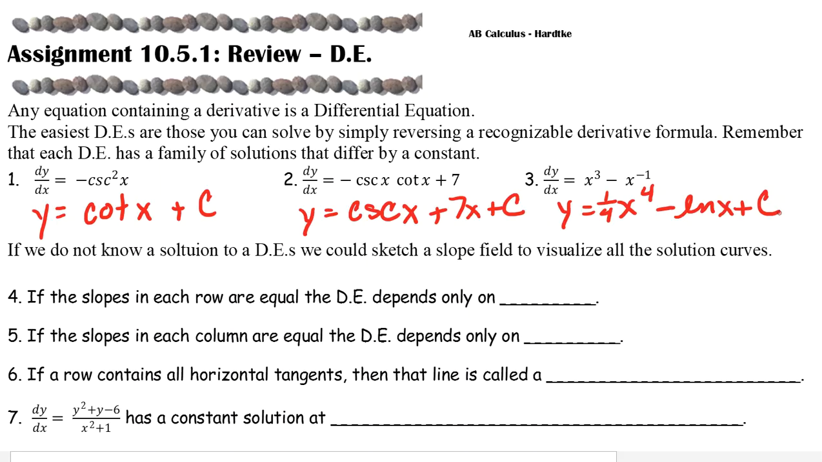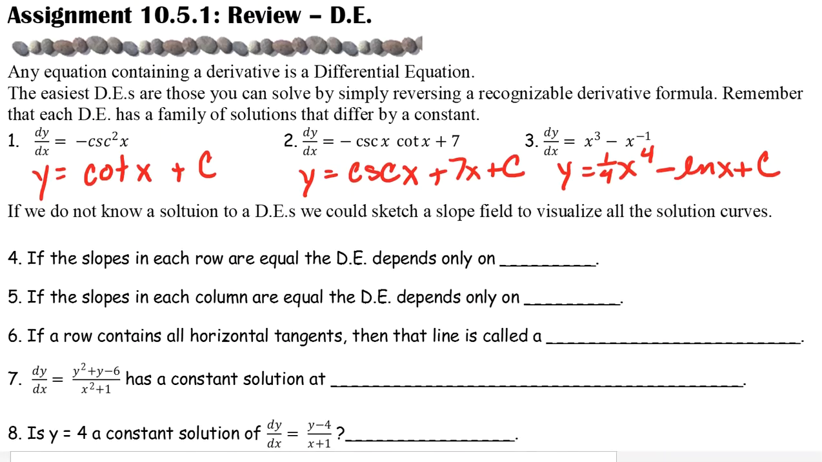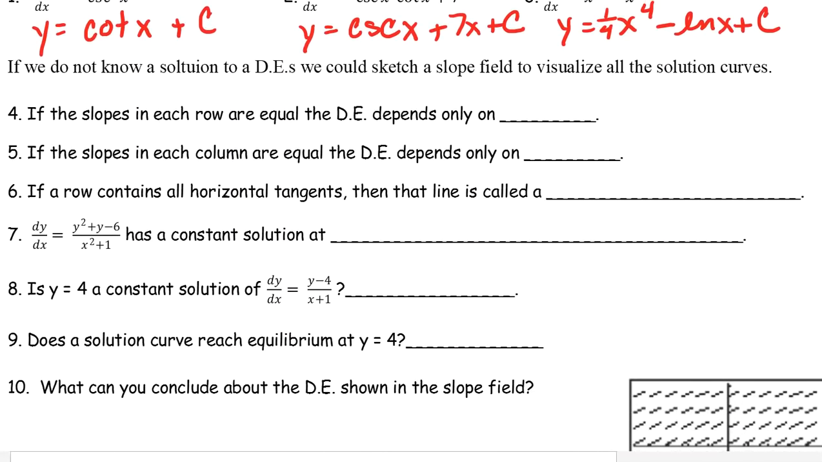All right, and then we talked about in second semester, what if we had a differential equation and we didn't know the antiderivative? Well, we learned that slope fields are a visual way to get a picture of all of the solution curves. So some shortcuts, we remember that if the slopes in each row, a row is horizontal, if all of the slopes in a row are consistent, then we know that it depends only on the y variable, and some textbooks use the term autonomous to describe that type of differential equation.